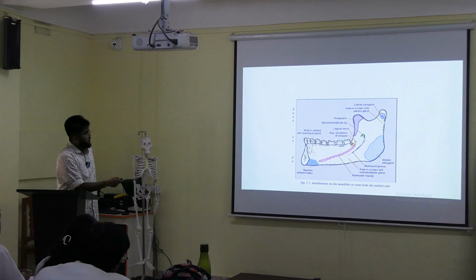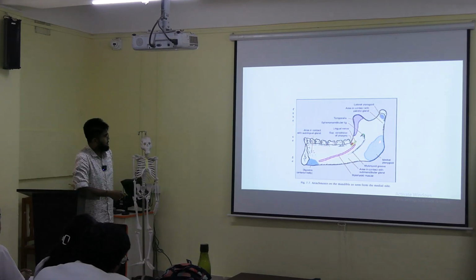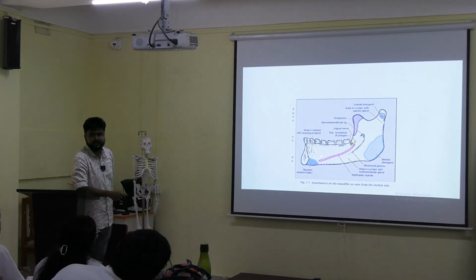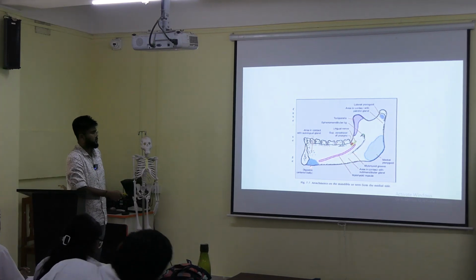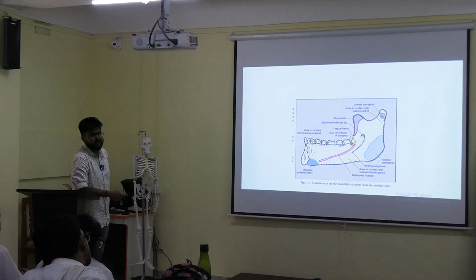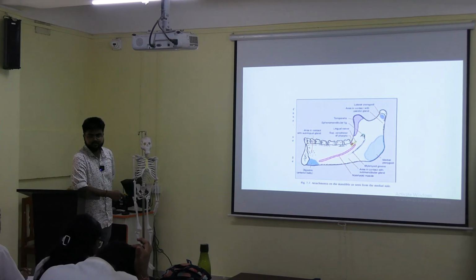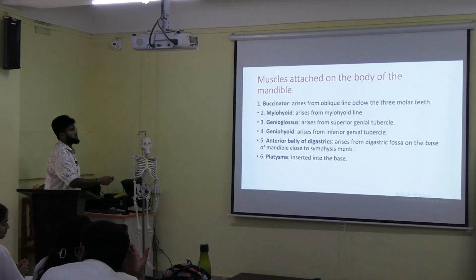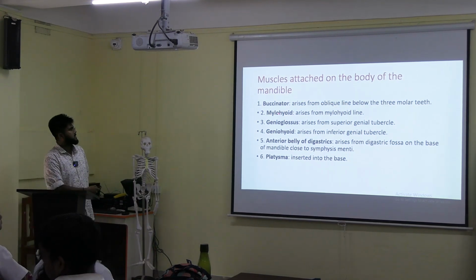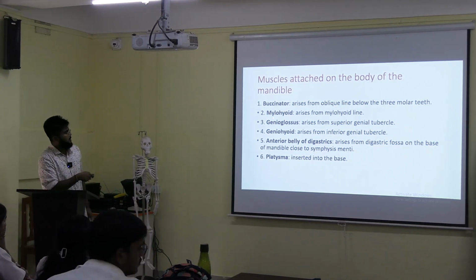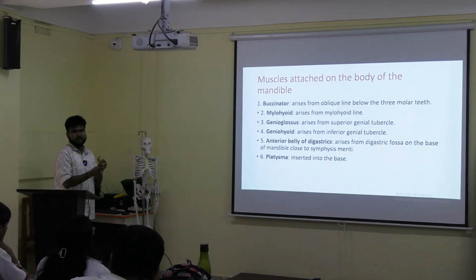Next, this is the mylohyoid line. Here the mylohyoid muscle is attached. And this is the digastric fossa. Here the anterior belly of the digastric muscle is attached. See the muscle attachments: the buccinator mainly attaches to the oblique line, and the mylohyoid mainly to the mylohyoid line.